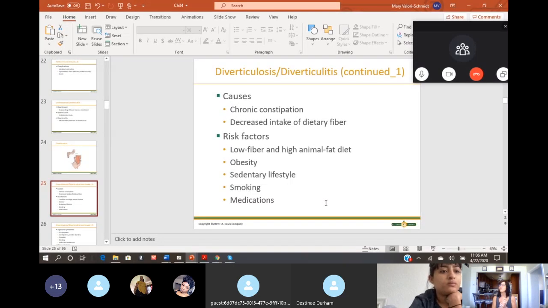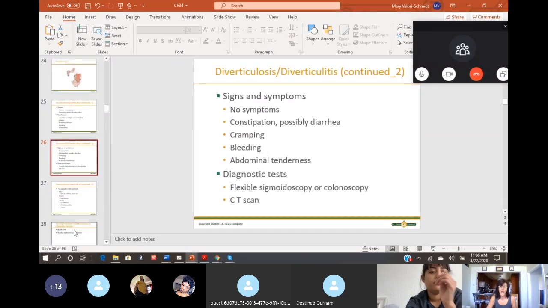My point is that I've never seen a patient over the age of 55 that's had a colonoscopy where they didn't find either a polyp or a diverticula. So they're very common. The risk factors are listed here. Lots of animal fat and not a lot of fiber, right? Animal fat's not good for you, right? Obesity, sedentary lifestyle, smoking, and of course, certain medications are risk factors.